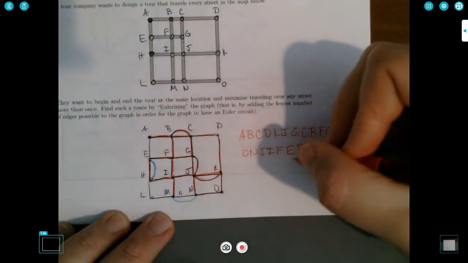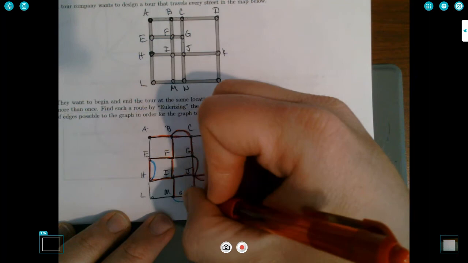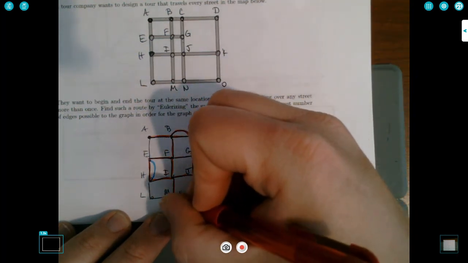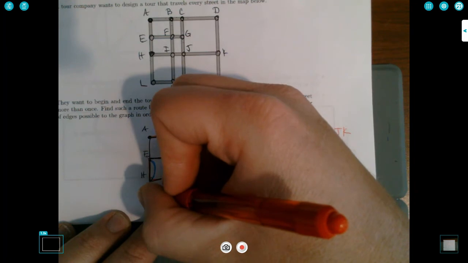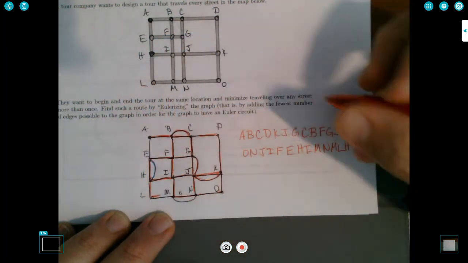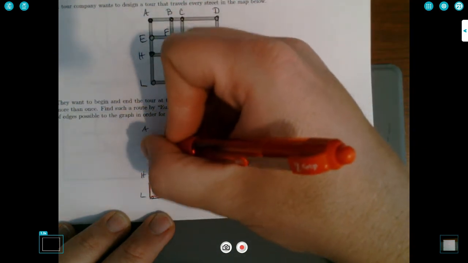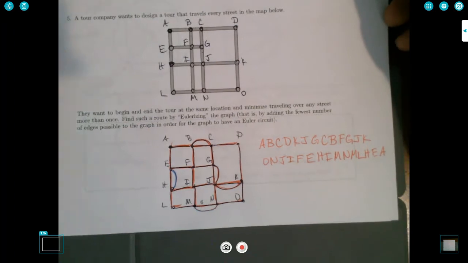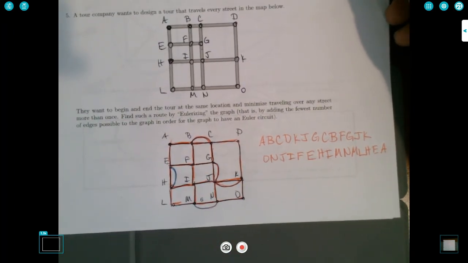I to M, M to N, N back to M. That's not a very interesting tour, I guess. M to L, L to H, H to E, and then E to A. Goodness gracious. But there you go. There's your Euler circuit, right?